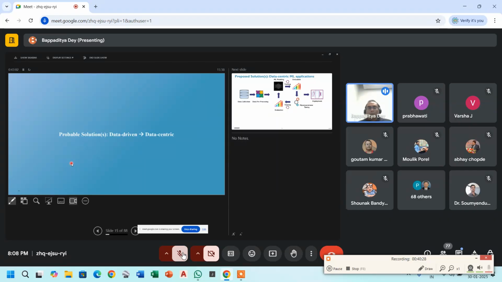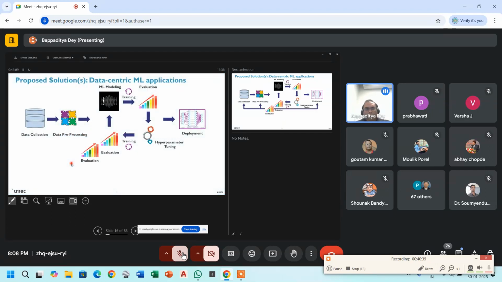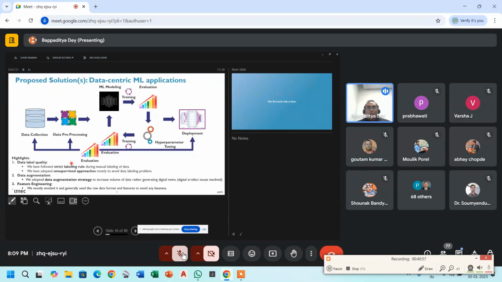So no matter what model you are going to build in future, you have to keep in mind these two bottlenecks. Okay, so a new paradigm has emerged over the problem, which is data-centric ML application. That means we're not going to build an idea based on a model, rather on the quality of the data that we have, right? So we are evaluating the model performance from time to time based on the quality of the data that we have. On the data level, you have to follow some strict labeling rules. Okay, I'll show you some examples.